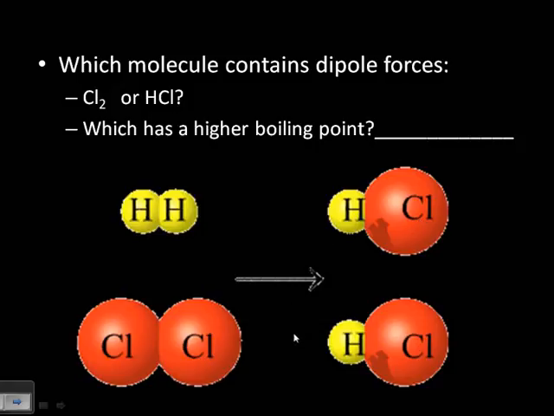And which has a higher boiling point? Well, anything with a dipole, anything that's polar, is going to have a higher boiling point than something that's not polar. So chlorine and hydrogen are going to have low boiling points compared to HCl, which is going to have a higher boiling point because it's going to be attracted to other HCls.